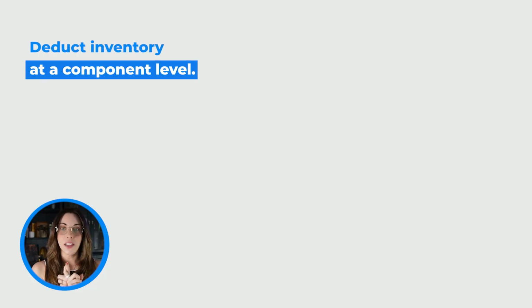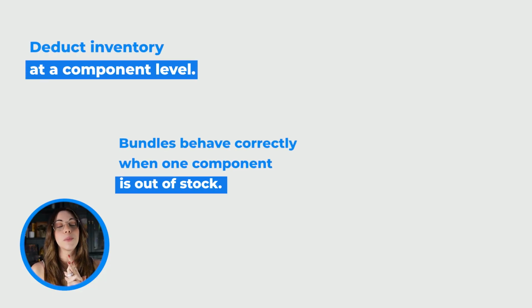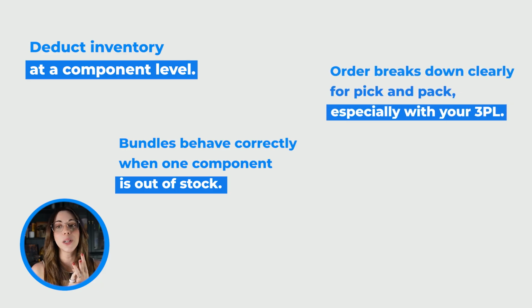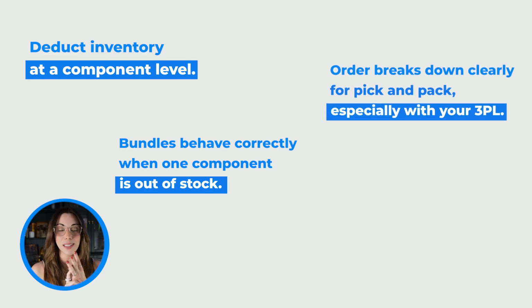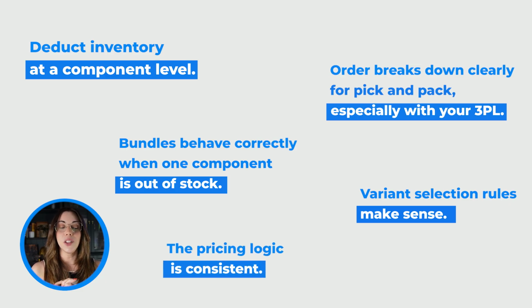So before you go live with any partner, make sure they have the ability to deduct inventory at a component level, make sure the bundles behave correctly when one component is out of stock, that the order breaks down clearly for pick and pack, especially with your 3PL, that variant selection rules make sense, the pricing logic is consistent so you have no surprises with trying to offer discounts or free gift with purchase or anything like that, and overall in the front end experience, just make sure your merchandising is clear.